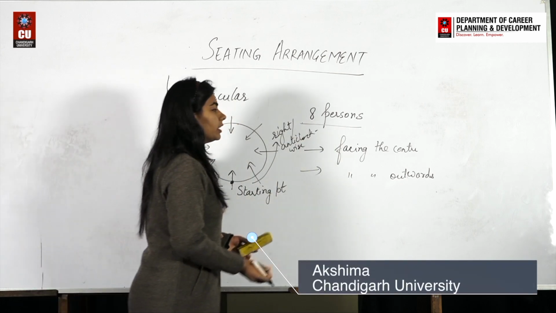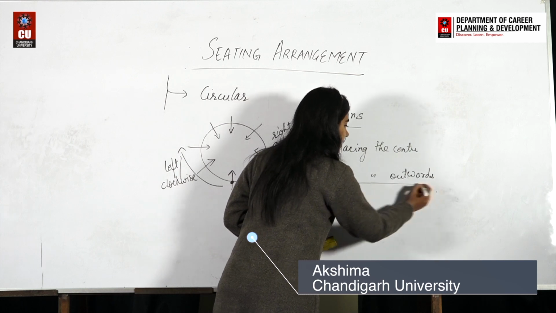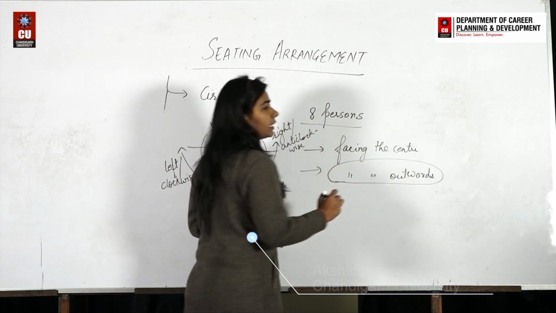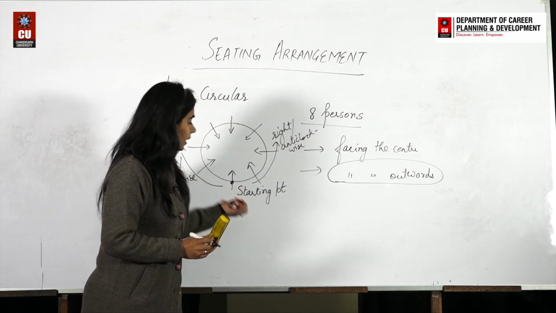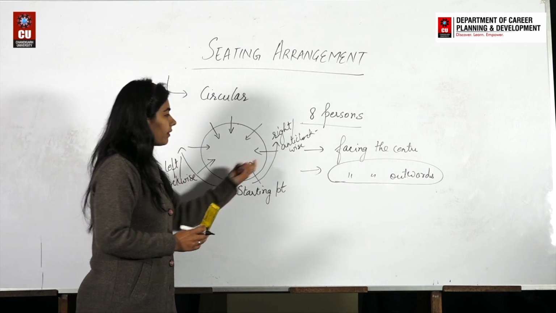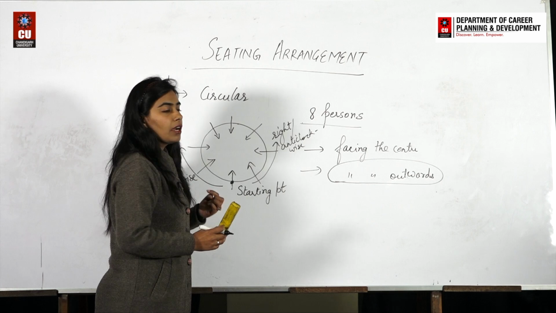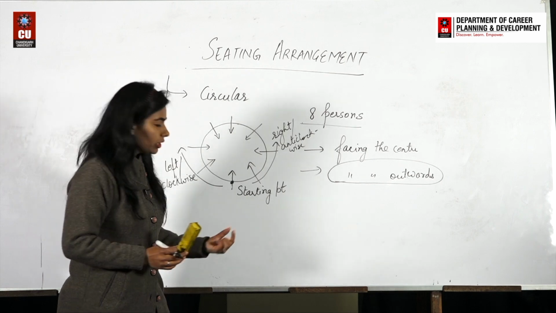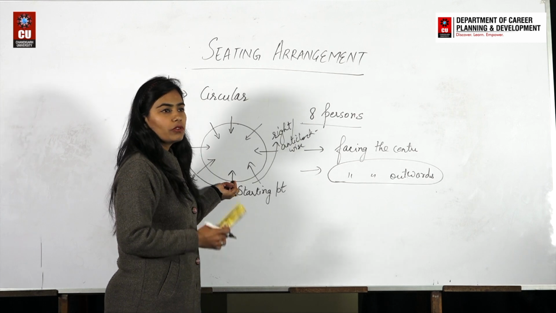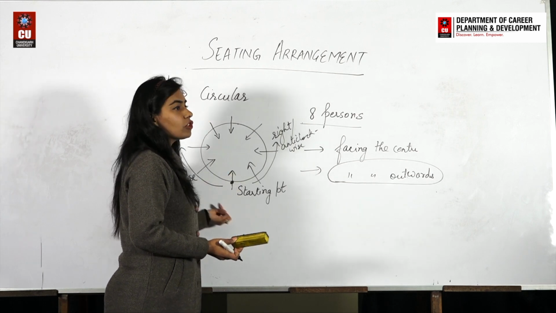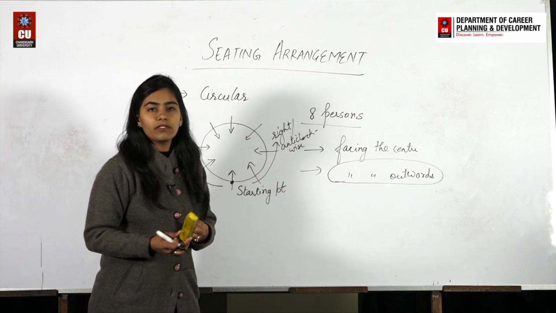And when the question says all the persons are facing outwards, then our sides will be changed. Left becomes right and right becomes left. But our starting point should be this only, so that you will easily arrange all the persons in a circular fashion.